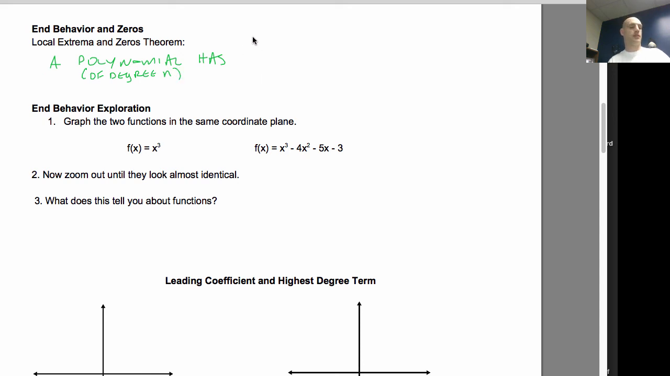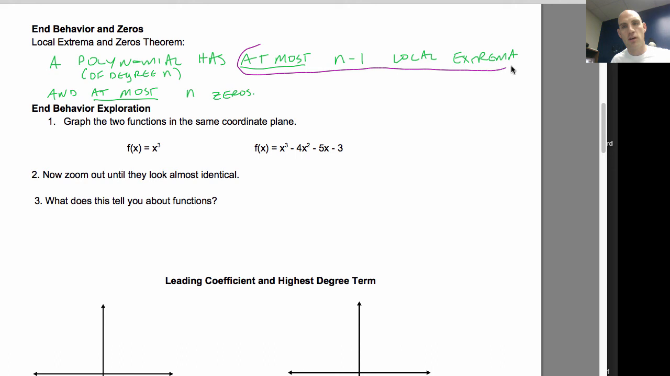So x to the third has at most n minus 1 local extrema and at most n zeros. So let me emphasize this. At most n minus 1 local extrema, so local maxes and local mins, and at most n zeros.